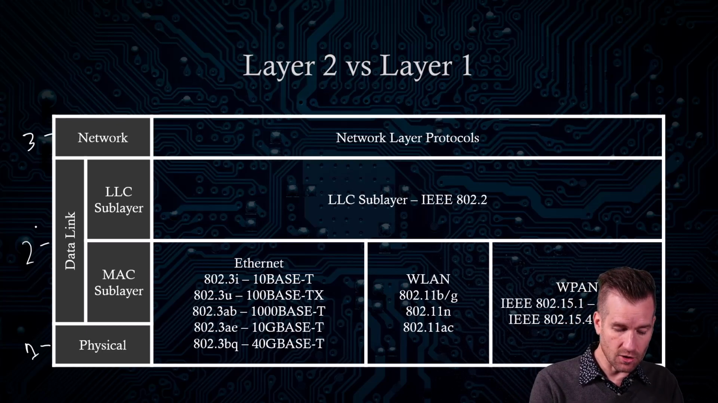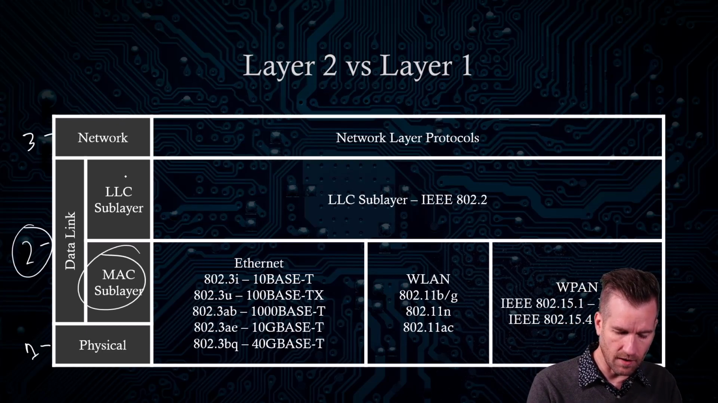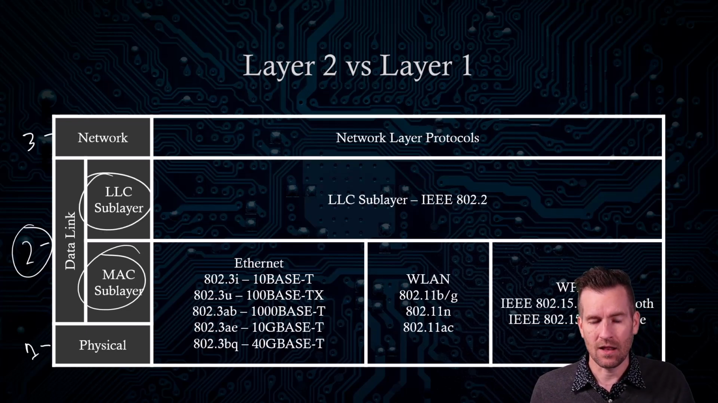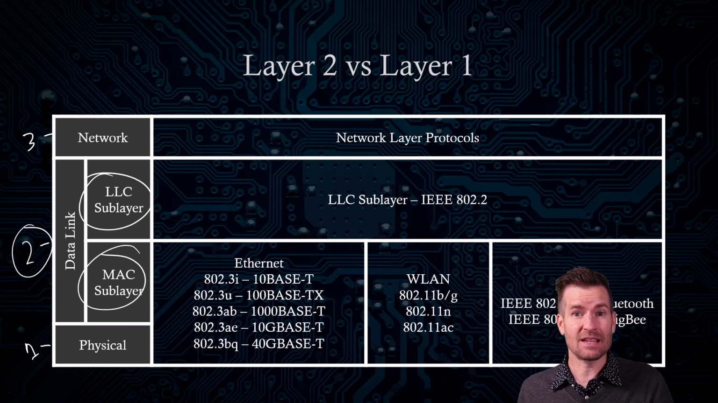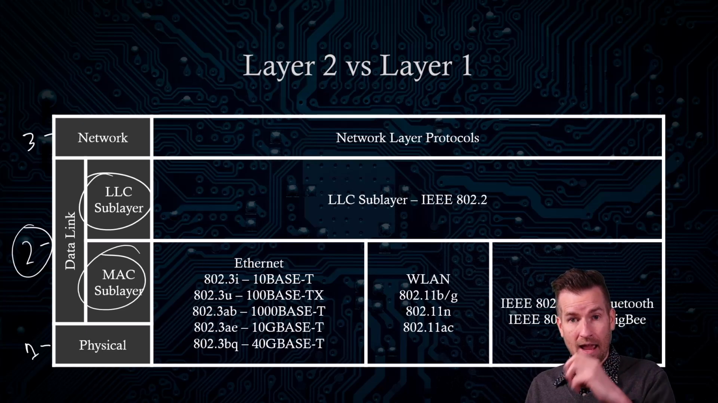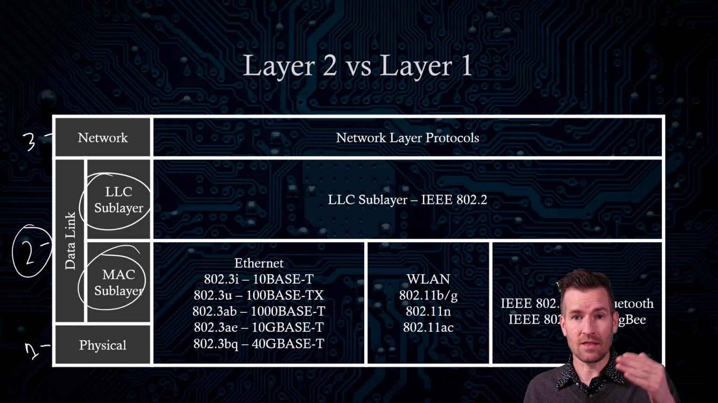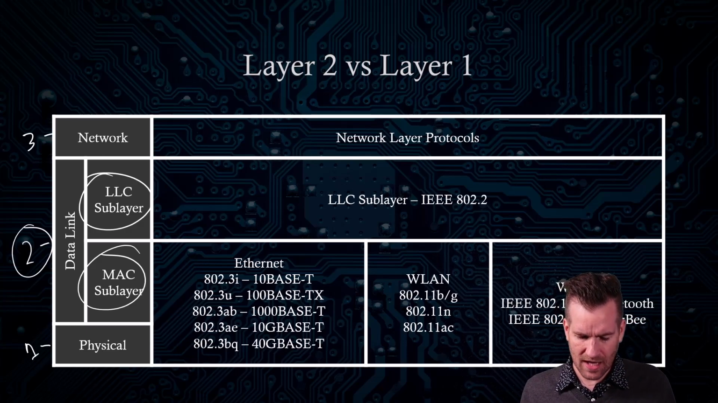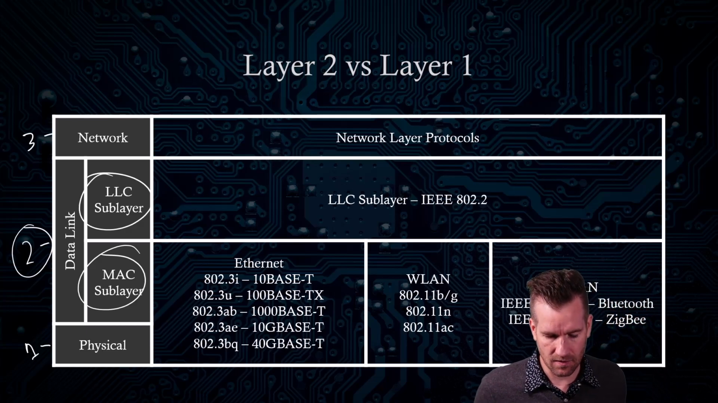So layer 2 is split up into 2 different sub-layers here. And one of the reasons why is because protocols such as Ethernet and wireless operate within those 2 layers, but not all of layer 2. So that's what the reasoning is for that.